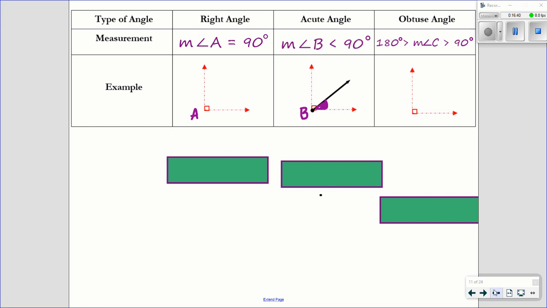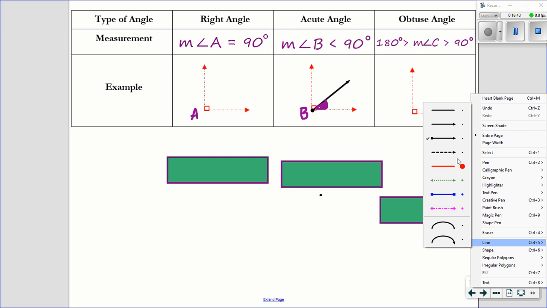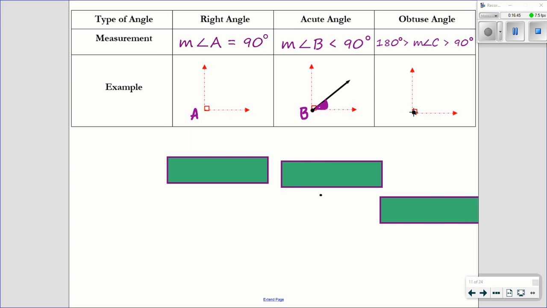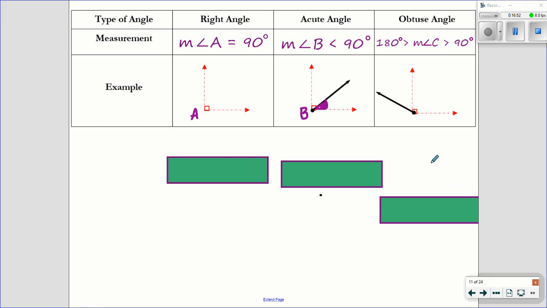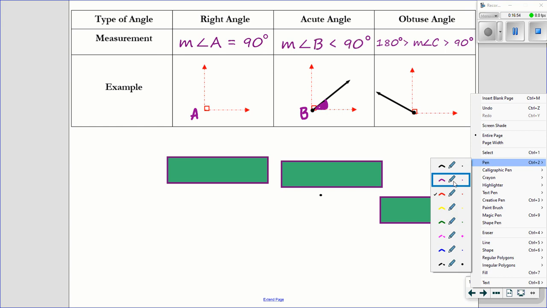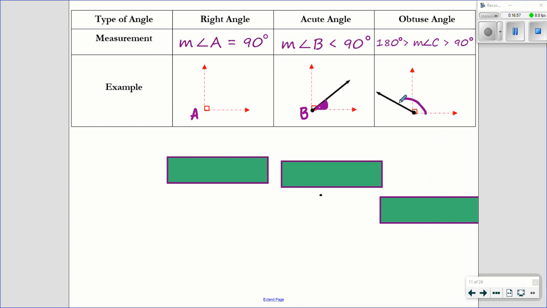less than 180. So if I were to draw that, I could start from here, and then I could have it going this way. That's my angle. Make that angle C. So I got right angle, 90 degrees; acute, less than 90; obtuse, greater than 90 but less than 180.